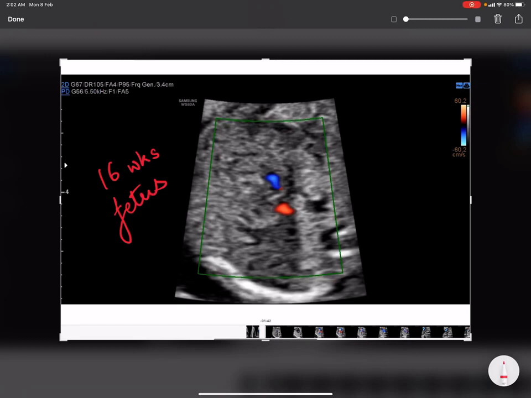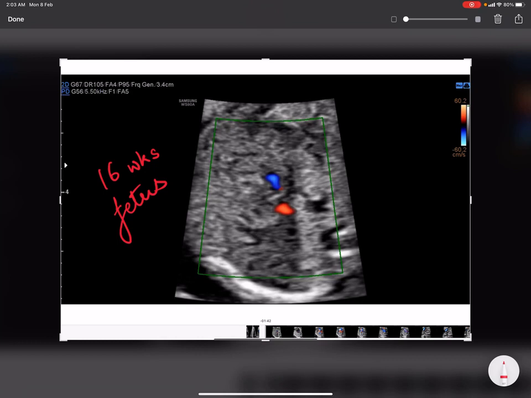Hello friends. So today let me demonstrate how to look for a normal right subclavian artery and how to rule out an aberrant right subclavian artery. If you try to find a normal right subclavian artery in each and every fetus, that would automatically rule out aberrant right subclavian artery. So this is what we are going to see today.